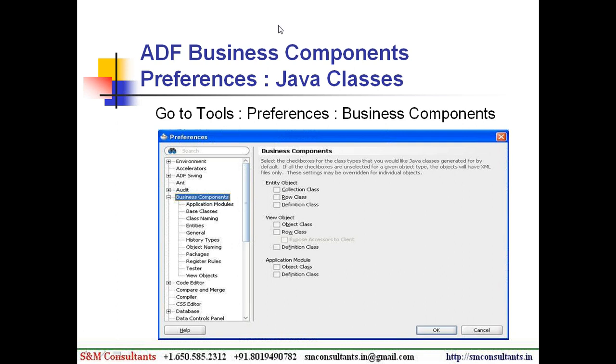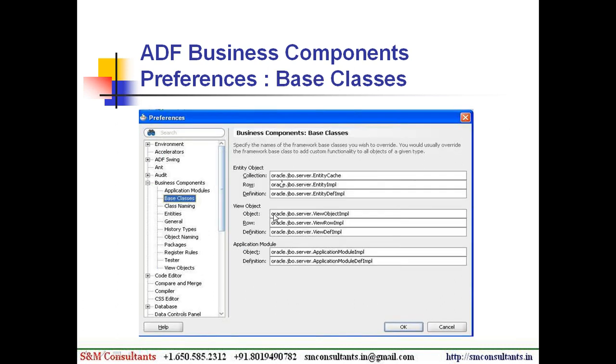For that, guys, you can go to tools, preferences, business components. In business components, the first preference is about Java files. See, in ADF again, we don't generate Java files by default. We generate them only on a need basis. In the OA framework, they were getting generated by default, but in ADF, we do it only on the need basis, for the specific use case. So as of now, we will not select any of the checkboxes.